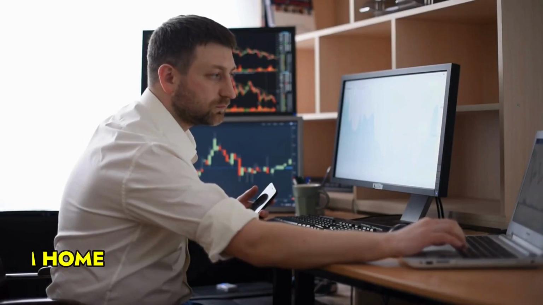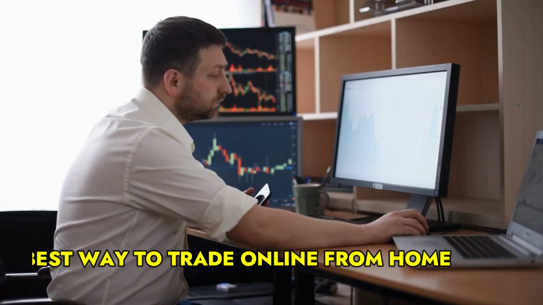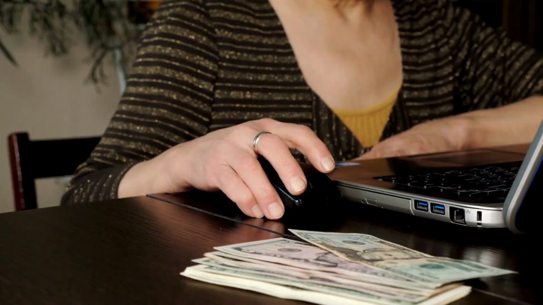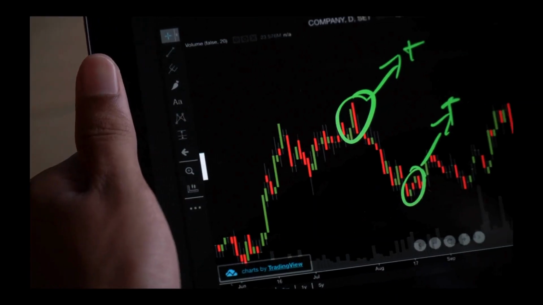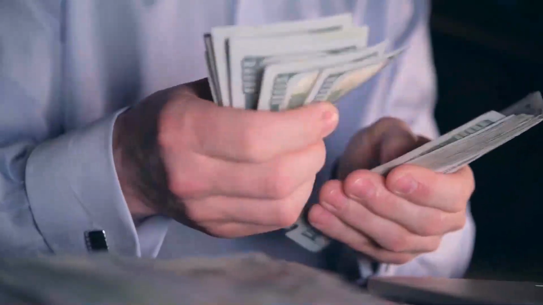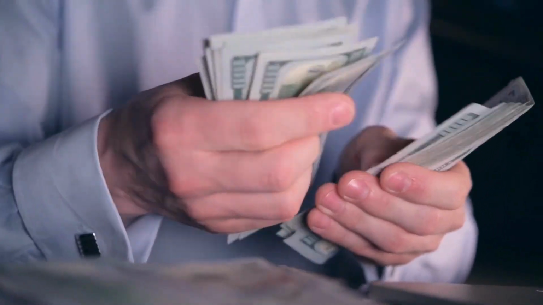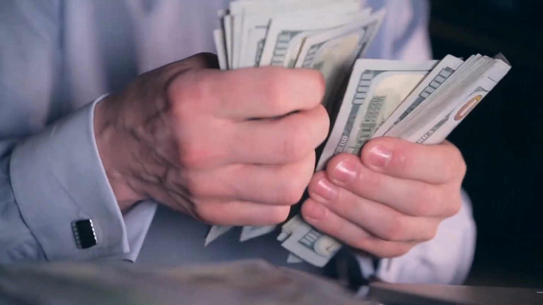Unlocking your earnings, the best way to trade online from home. In the digital age, making money from the comfort of your home is no longer an elusive dream. One of the ways to do this is through online trading. If you're wondering how to dive into this promising avenue and start unlocking your earnings, you're in the right place.